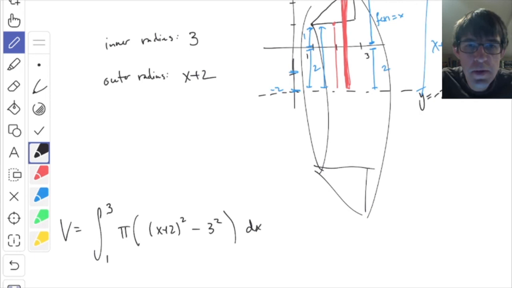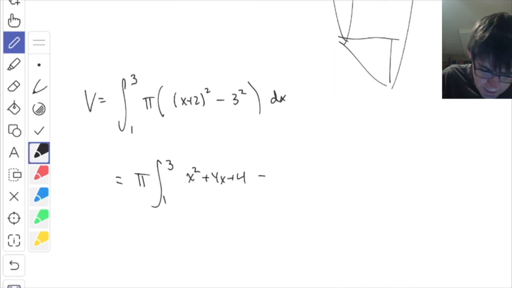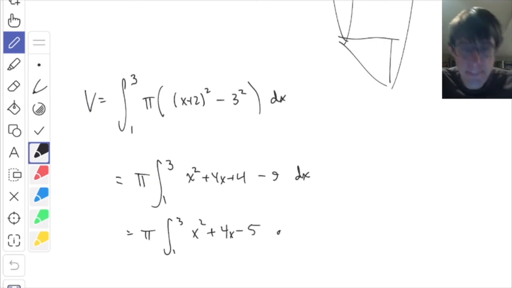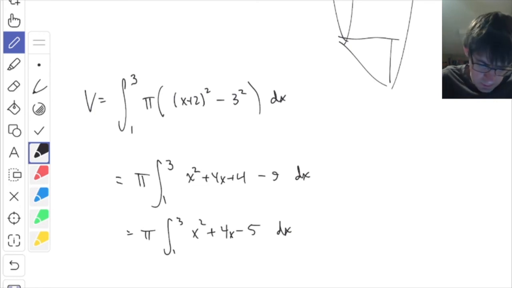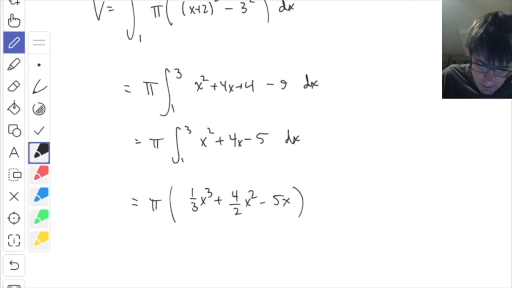All right. And then this is going to work out to be a polynomial once we work out all the details. Square that out on the inside, I get x squared plus 4x plus 4, that's the FOIL thing, minus 9, dx. Pi integral 1 to 3 of x squared plus 4x minus 5, like that. Just simplifying as much as I can before we actually do the integral. Do the integral. 1/3 x cubed plus 4 over 2 x squared minus 5x, and then you plug in the 1 and the 3.